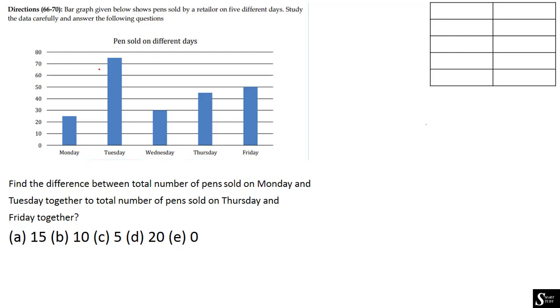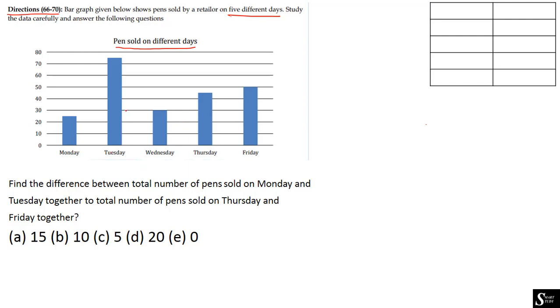So see here friends, a bar graph is given to us here. Above that, it is given that pens sold on different days. Whenever we come across a data interpretation question, we need to spend 10 to 15 seconds to read the directions which are given. The directions given here are, bar graph given below shows pens sold by a retailer on 5 different days. The 5 different days are Monday, Tuesday, Wednesday, Thursday and Friday. So based on this data, we need to solve the different kinds of questions which are given.